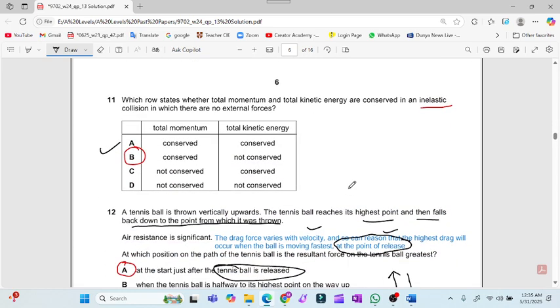Question number 11. You have to memorize the properties that for an elastic collision, the total momentum will be conserved and total kinetic energy will be conserved. But for an inelastic collision, the kinetic energy will not be conserved, but momentum will be conserved.